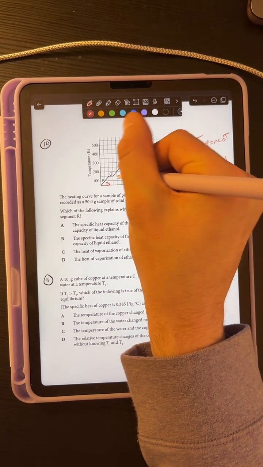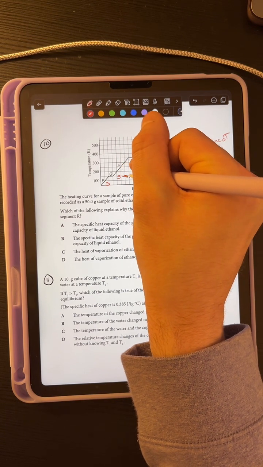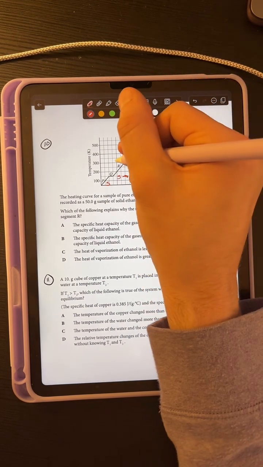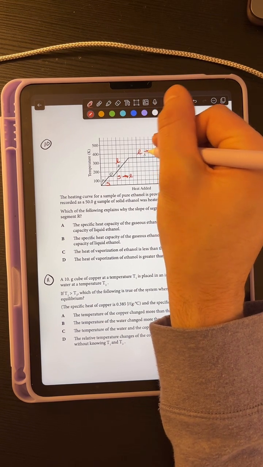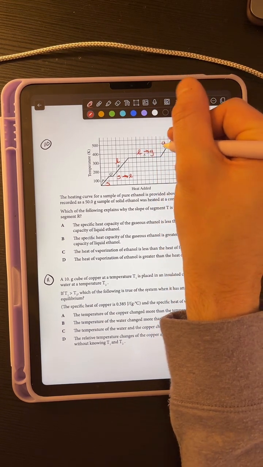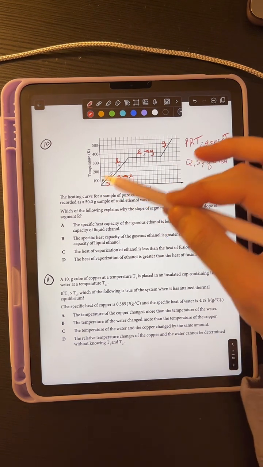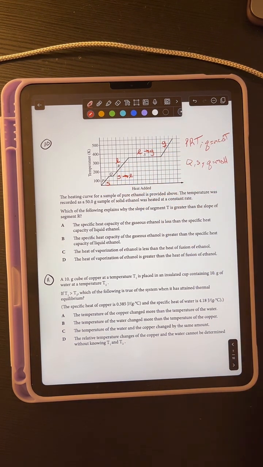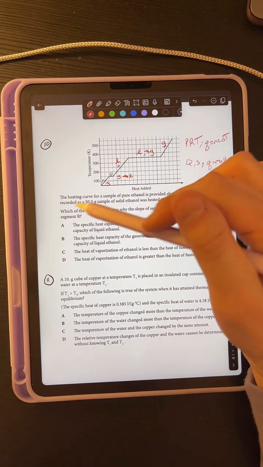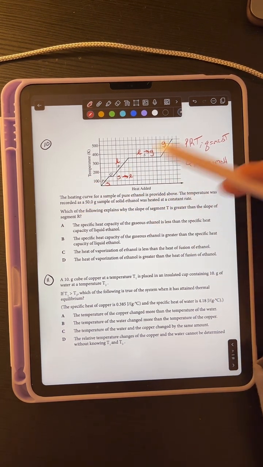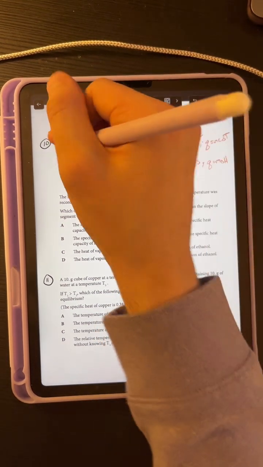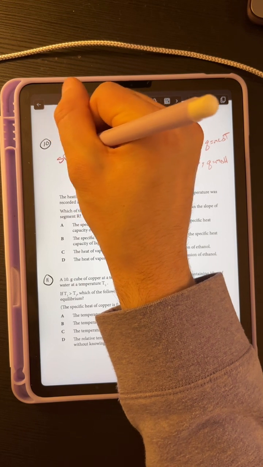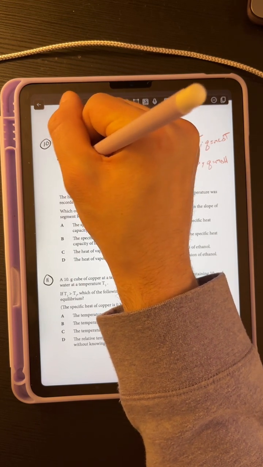So P is a solid. Q would be our solid melting into our liquid. R would just be liquid. S would be liquid into gas, and T would just be gas. If you just follow that curve, you'll be able to tell exactly what phase things are in. So here, which of the following explains why the slope of these? Well, all of these heating curves depend on our specific heat capacity.